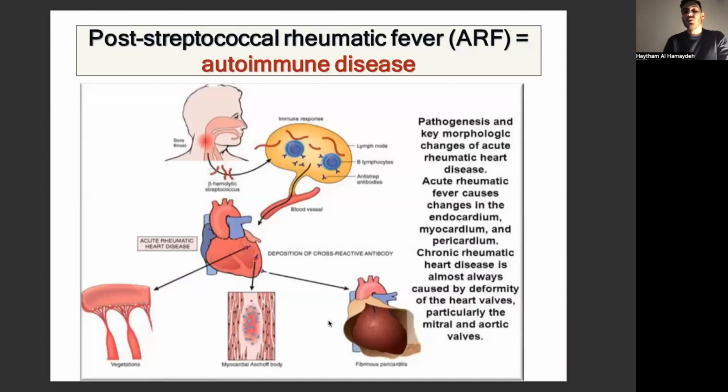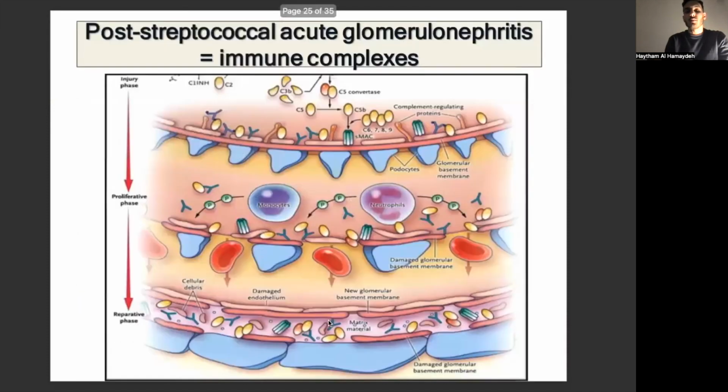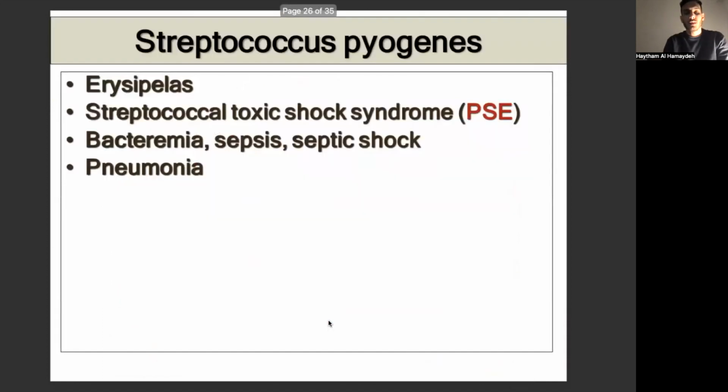This is what I was talking about, the autoimmune disease towards the heart, rheumatic fever. And this is what I was talking about related to glomerulonephritis. Immune complexes are the main things that cause the damage of the kidney. This is the disease that is caused by Streptococcus pyogenes: pneumonia, bacteremia, sepsis, septic shock, streptococcal toxic shock syndrome, and erysipelas.